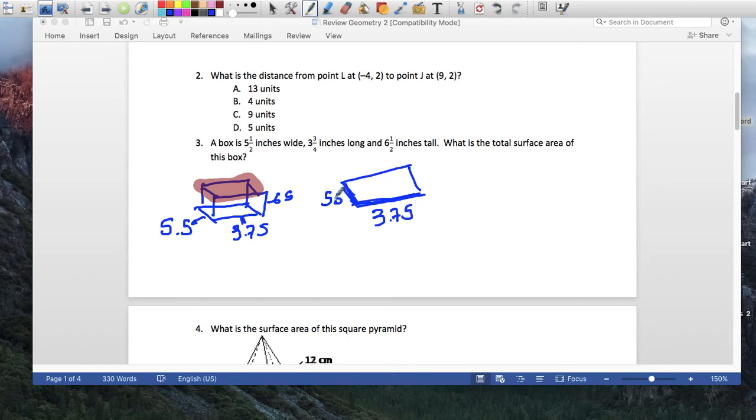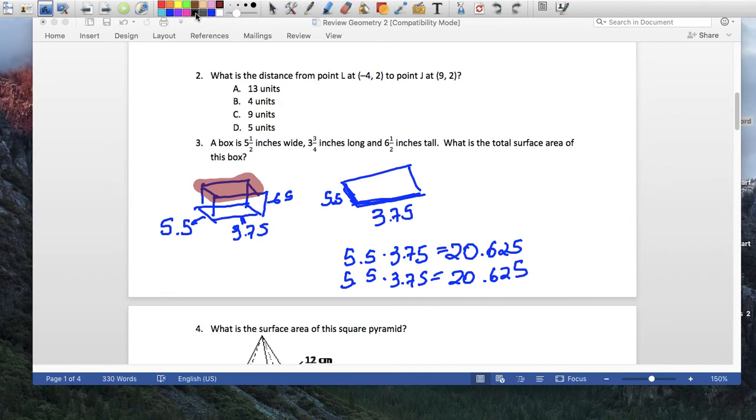So the area of this is 5.5 times 3.75 if you're using decimals. And 5.5 times 3.75 equals 20.625. And you know there's another one, right? The one at the bottom. Times 3.75 equals 20.625.